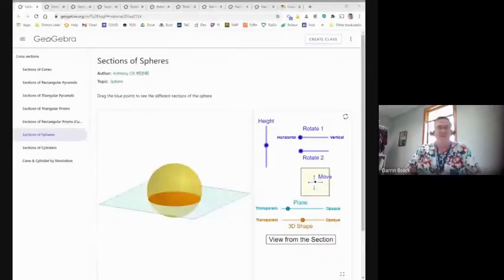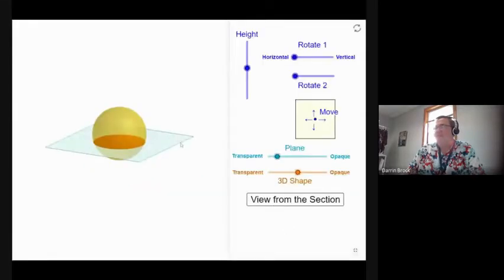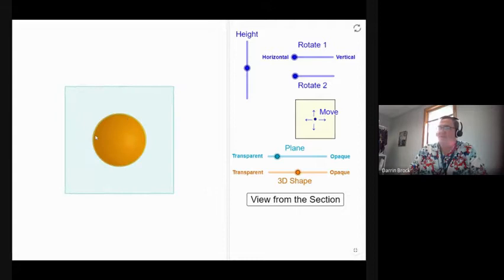If we take a cross section of a sphere, here's a sphere, and this blue plane, I'm going to make it a little bigger, is like taking a blade and sliding it right through the middle of the sphere. What kind of shape does that cut? We can turn it and look. It makes a circle right there.